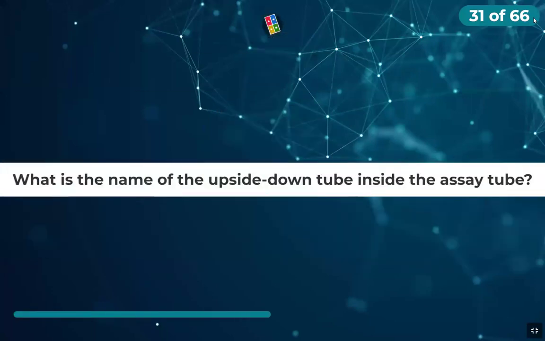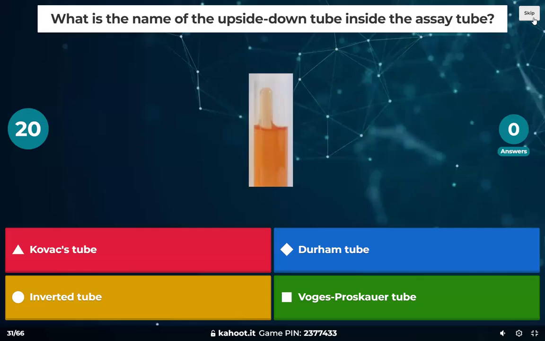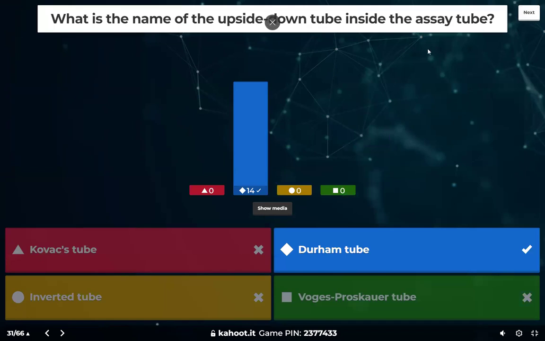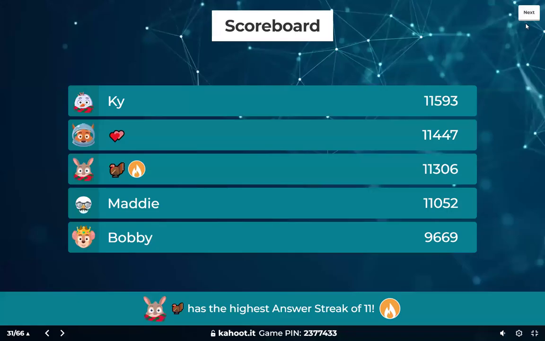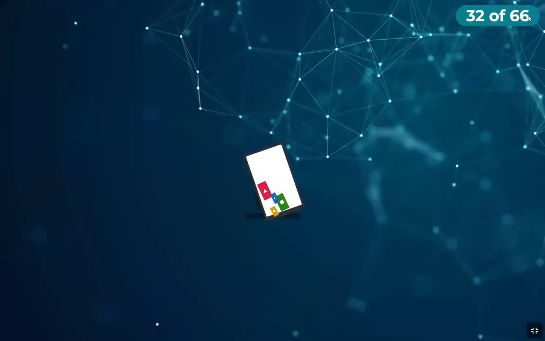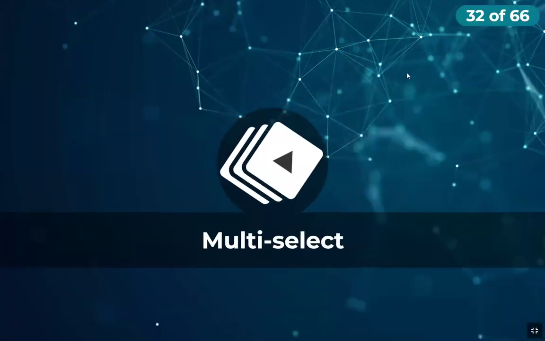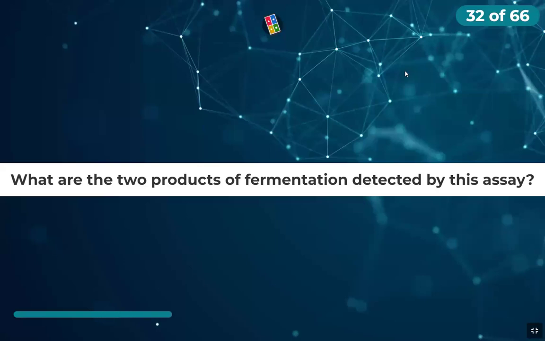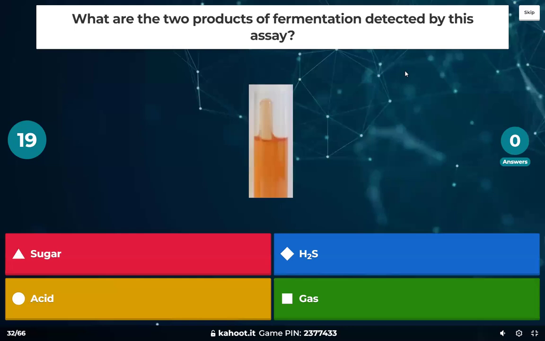What is the name of that upside down tube? All right, so that's the Durham tube. It collects the gas that's made as a product of fermentation. This is kind of part of the next question, relates back to that. So what are the two products of fermentation that can be detected by this phenol red carbohydrate fermentation test? Two products by this specific test.